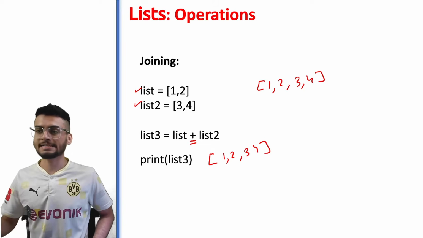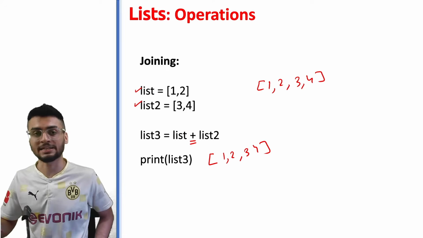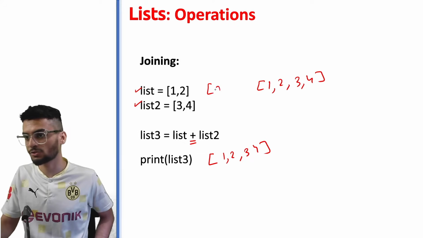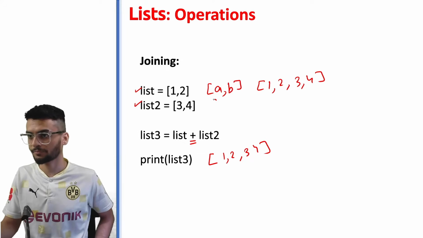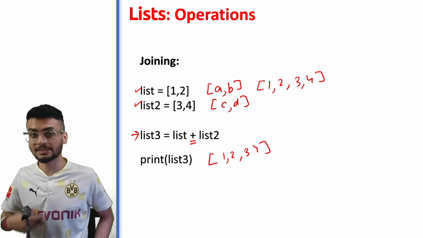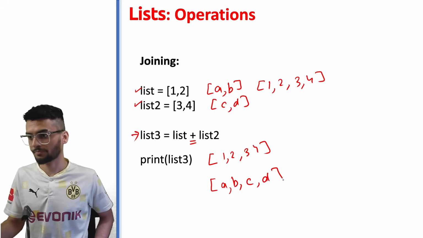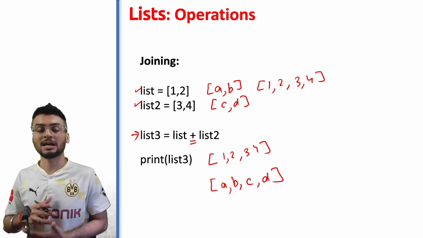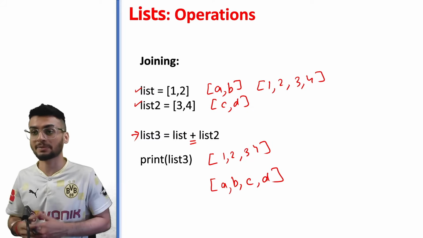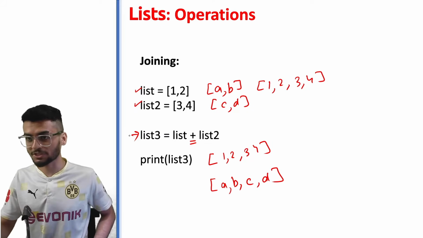It is not necessary that all the elements here should be integers. If I have a list which looks like this, and I execute this operation again, the new output I will get should look like this. So it does not matter how long your list is or whether your list is empty, this operation will always hold true.